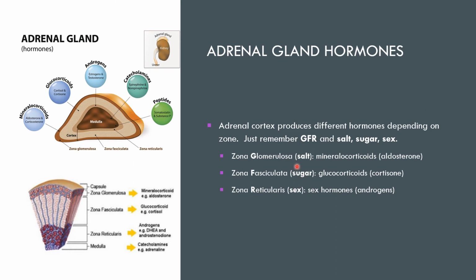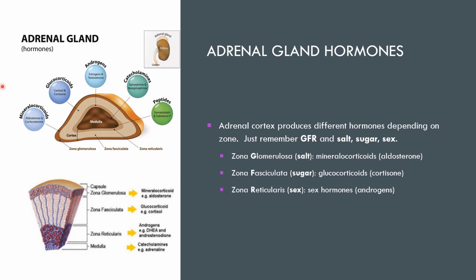So zona glomerulosa, the G and the salt here produces mineralocorticoids such as aldosterone. And one of the things aldosterone does is it has an effect on water and salt absorption in the kidney. It reabsorbs water and salt. Zona fasciculata, that's the sugar part. It produces glucocorticoids such as cortisone, which in a stressed state increases your blood sugar, your blood glucose. Zona reticularis, sex, produces sex hormones such as androgens.